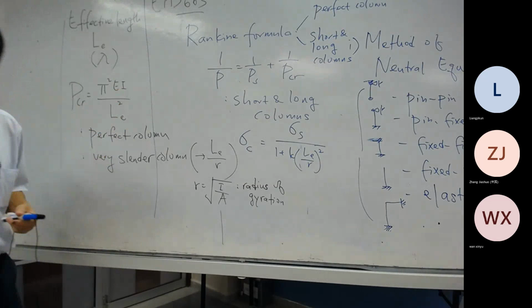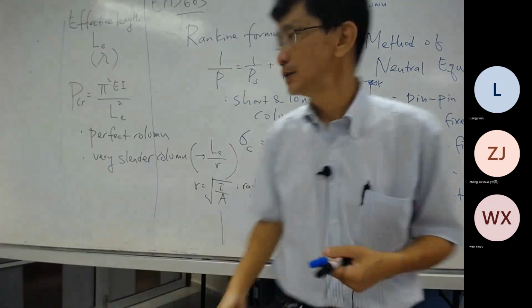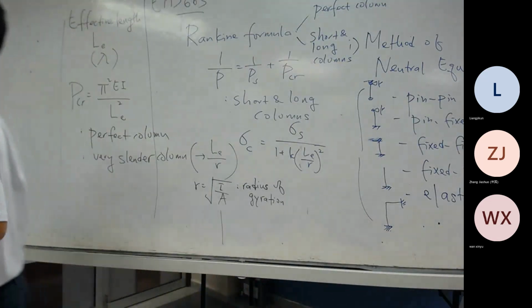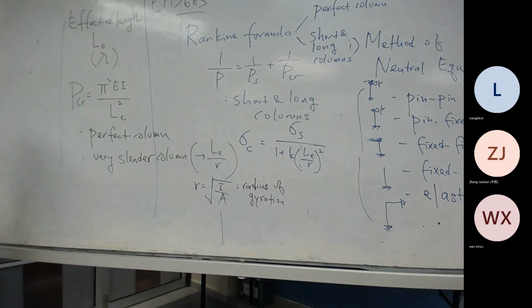Now we want to go to the next stage. Any questions on this, what we have covered? There is a value K here, a constant that relies on the materials that we use.